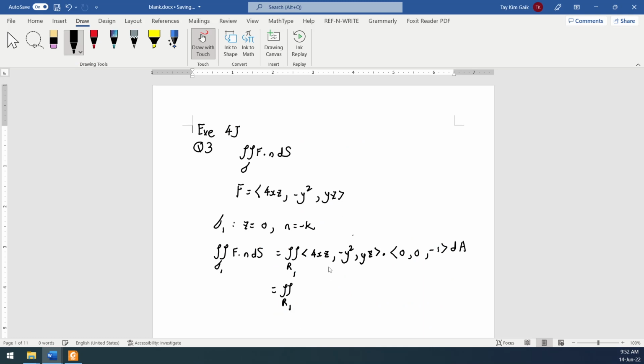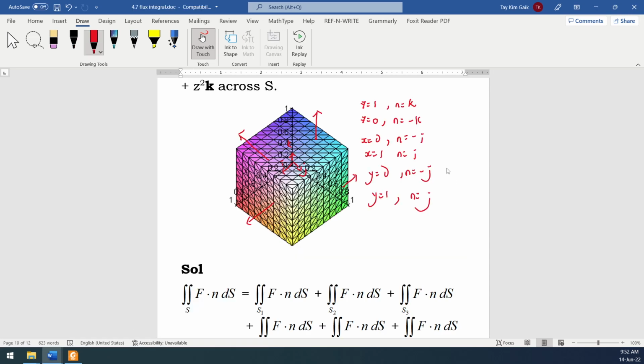Doctor, this part I don't understand. How do you get 0, 0, negative 1? This is 0i plus 0j minus k. This is another way to represent the vector.